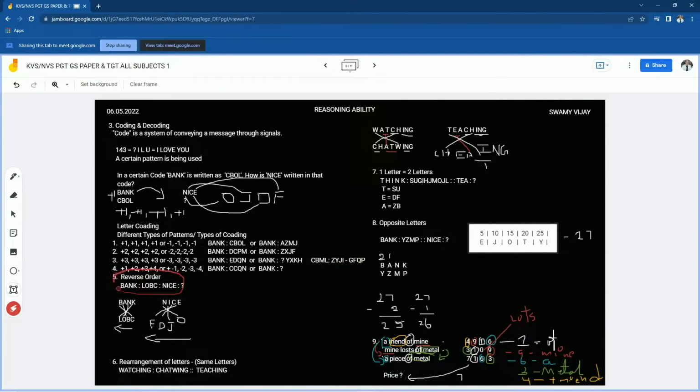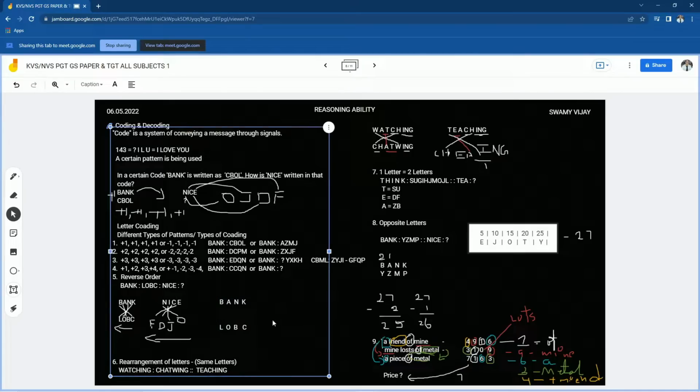Mansi, are you there? Yes, sir. Now look at the question. Bank has been written as LOBC. Now there is no pattern being used here. It is only the placement or arrangement of the letters. Again I'll type it for your understanding. Now Mansi, just follow me. What is the word given here? BANK, and it has been written as LOBC. B and C. Now is there any pattern or is it just an arrangement of letters?